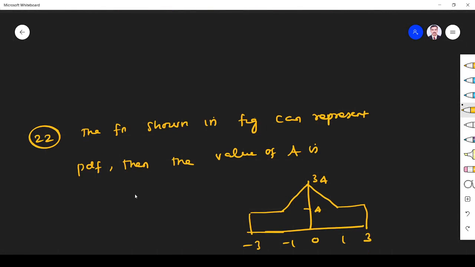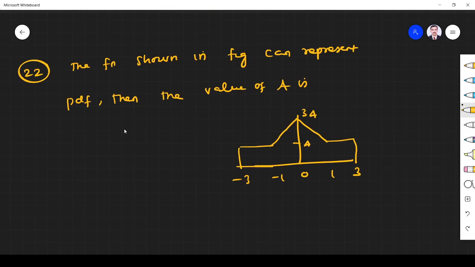Next one, the function shown in the figure can represent a PDF. Then what is the value of a? So what is the value of a? We can find it very easily. We know for a PDF, the integral of the PDF is equal to 1. Okay, so what is the meaning? Integration means area under the curve.